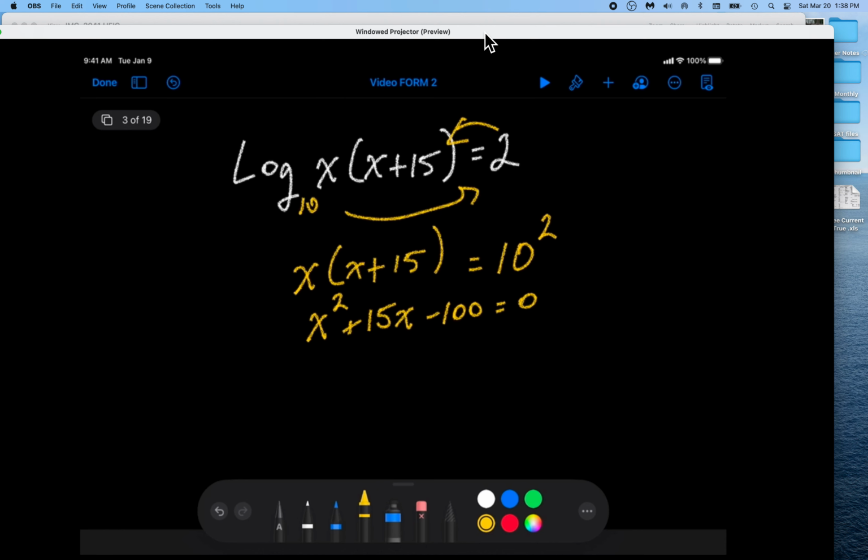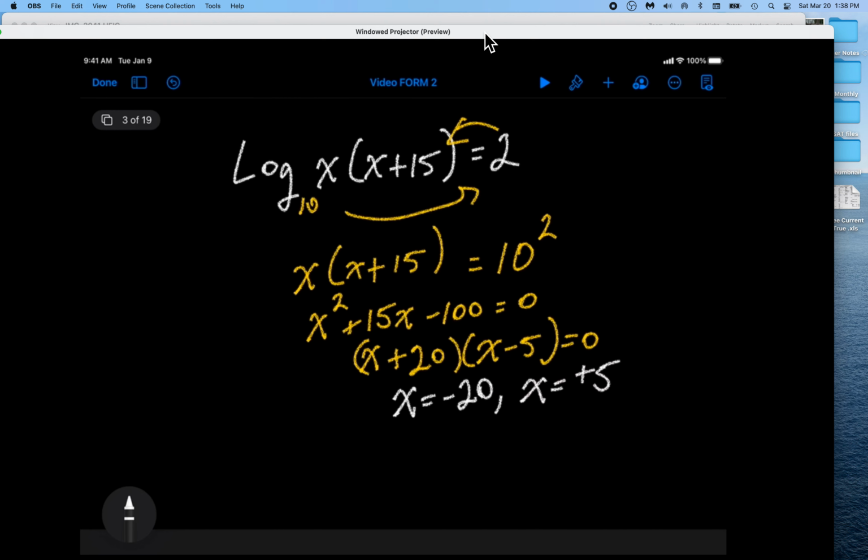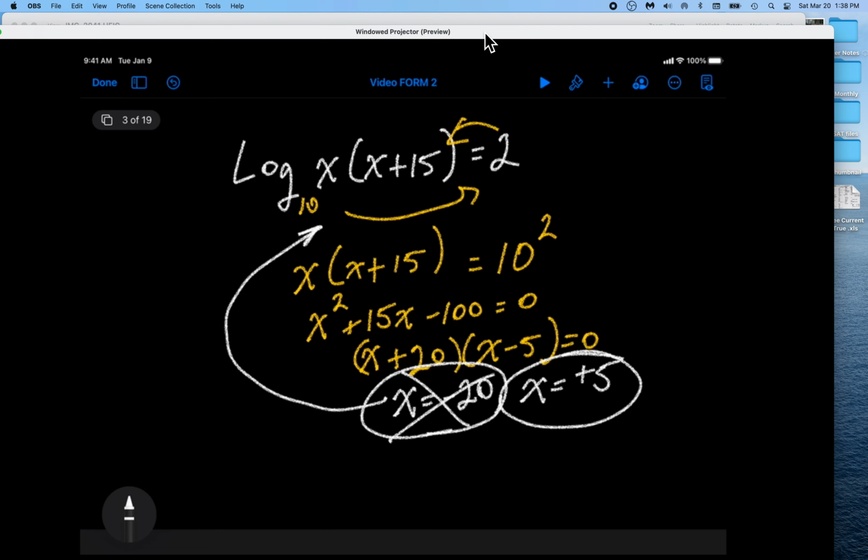We are now going to factor this as x plus 20, x minus 5 equals 0. Therefore, x is going to equal negative 20, or x is going to equal positive 5. Negative 20 gets rejected because if we plug in x equals negative 20 there, we're going to get a negative argument. Can't use it. Therefore, x equals 5 is our final answer.